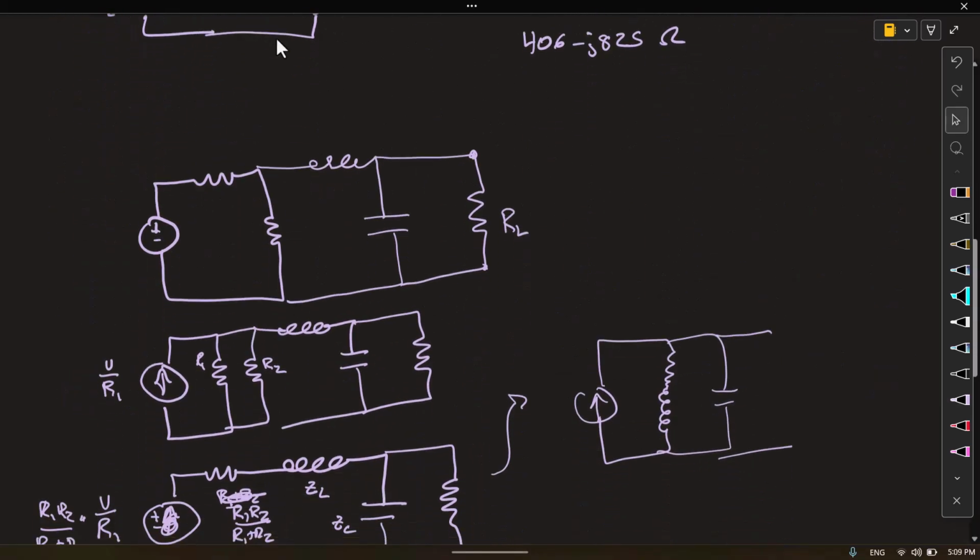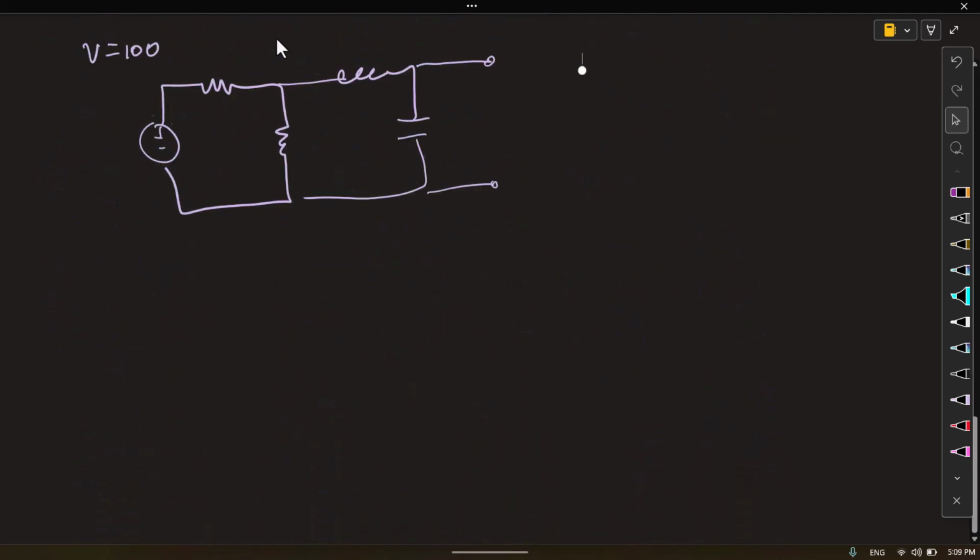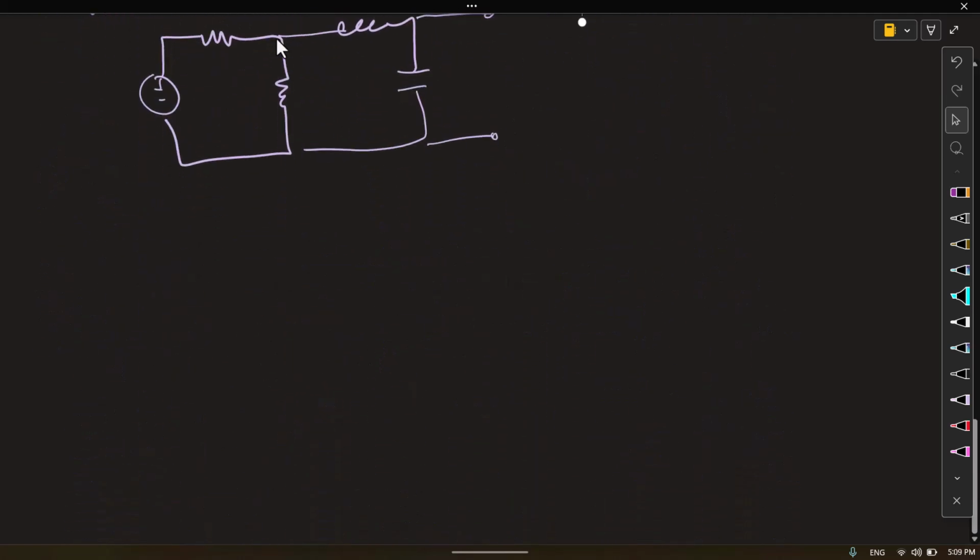Okay, so we got R Thevenin, and now we're going to find V Thevenin. And to find V Thevenin, I'm going to go back and look at my original circuit.